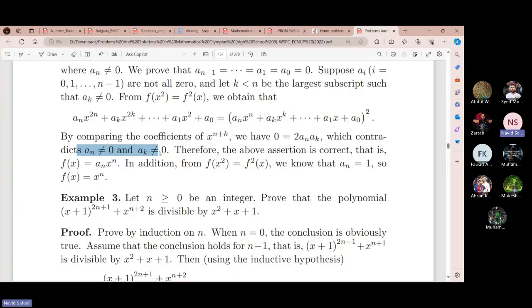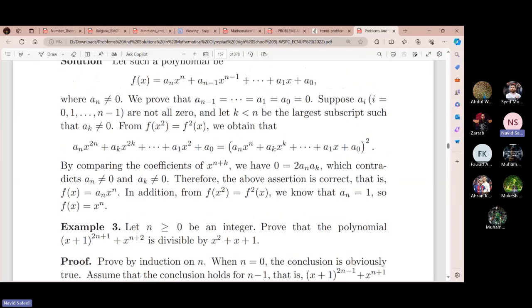This is a contradiction. So our initial assumption was wrong, and all the coefficients from here up to here are 0. So f is this. Plugging here, we find that a n is 1 and f is x to the n. So this was an easy problem concerning finding the polynomials. Any question, guys?